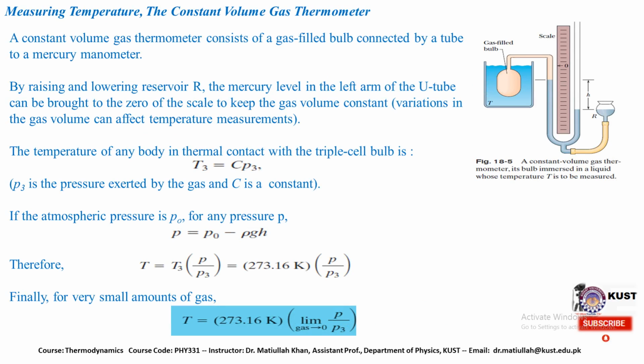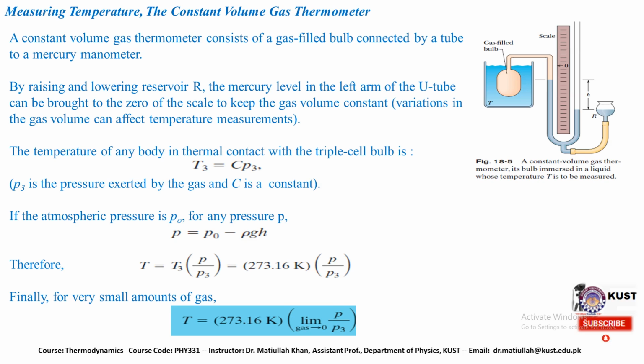The constant volume gas thermometer consists of a gas bulb, shown here, that is connected by a tube to a mercury manometer. By raising and lowering the reservoir R, the mercury level in the left arm of the U-shaped tube can be brought to the zero of the scale to keep the gas volume constant. And what happens when any body is in thermal contact with the triple cell bulb? We can use this equation for that.